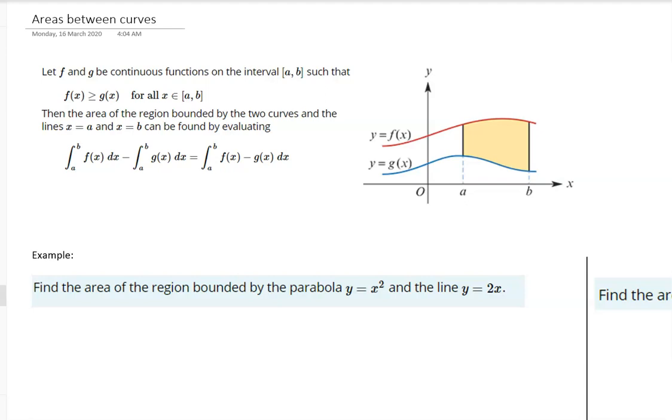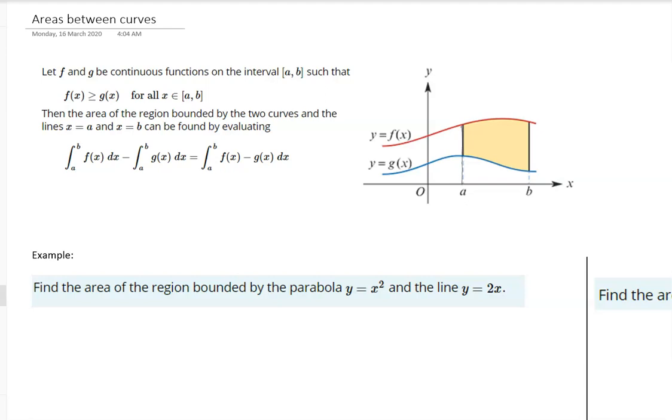So if you want to find the area between those two curves on the screen, you'll notice here that we've got two functions, f of x and g of x. They can be any functions you like. In this particular case, f of x is greater than g of x. In other words, it appears higher in the graph. So if you graph them, f of x is above g of x, and you want to find the area that's shaded.